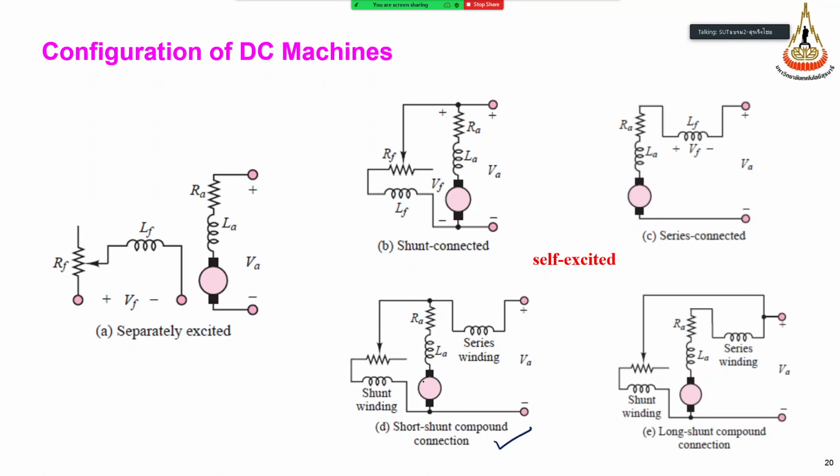We call this type of connection short shunt. Short shunt means after the series winding, the armature and the shunt are in parallel together. And another compound connection we call long shunt compound. Long shunt means that after we make a series connection between the series winding and the armature winding, then we connect this circuit in parallel with one shunt winding. We call this connection a long shunt compound connection.